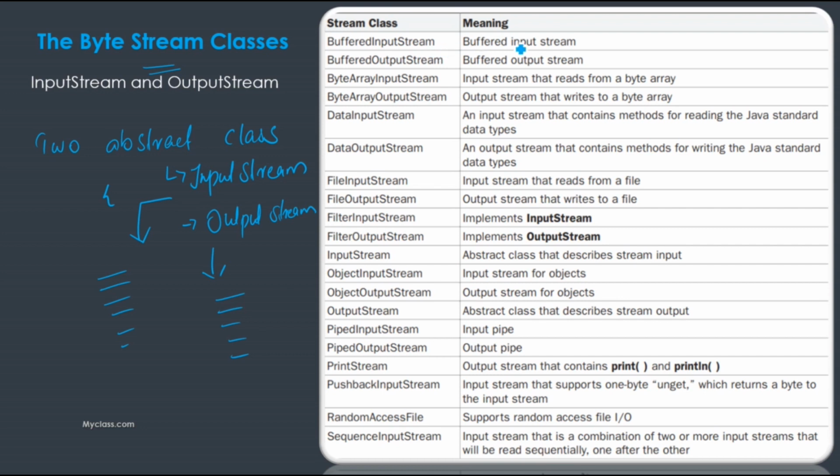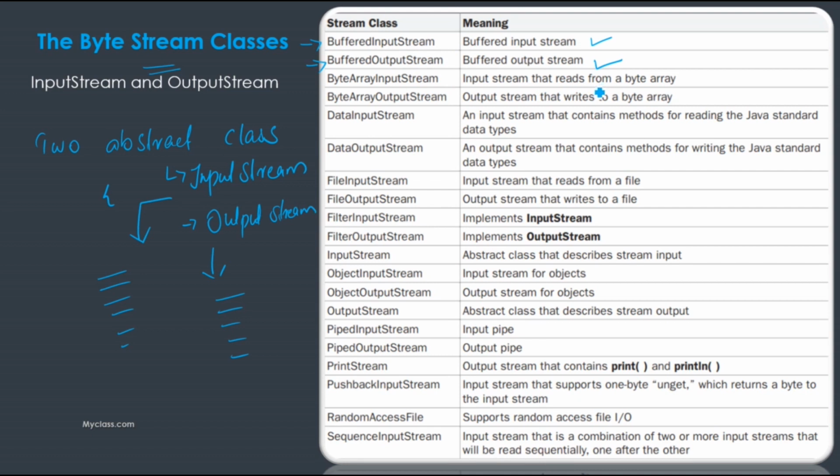BufferedInputStream. This is under our InputStream class, for buffered input. When we want buffer type inputs, we use BufferedInputStream, and BufferedOutputStream when we want buffered output. These two are the most important stream classes under the byte stream classes. These are the commonly used byte stream classes, BufferedInputStream and BufferedOutputStream.